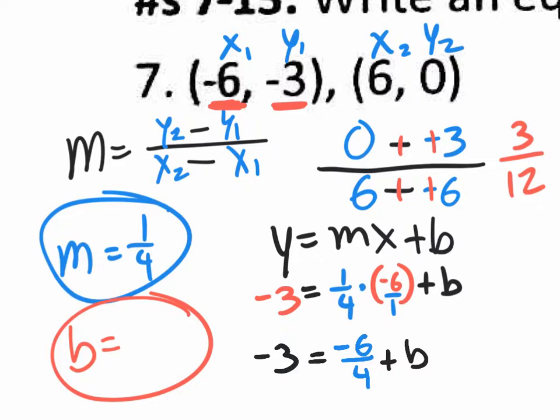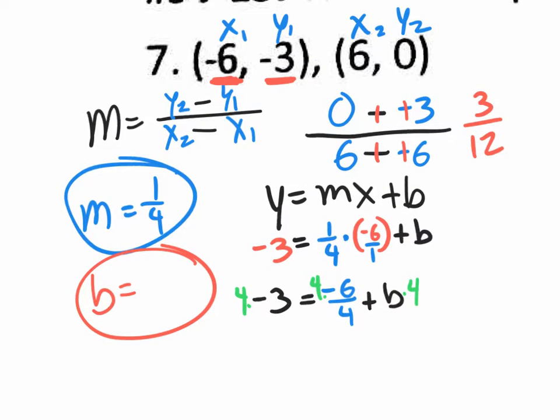Now, if you're confused with this fraction, you could get rid of it by multiplying everything by the denominator 4. So let's multiply everything by 4. This negative 3 times 4, the fraction times 4, and even the b times 4. So when you do multiply everything by 4, you're going to end up with negative 12 equals, the 4's cancel, and you end up with a negative 6 right there, and then plus b times 4 is 4b.